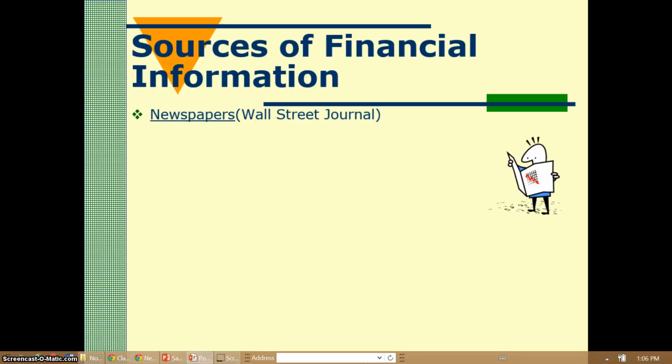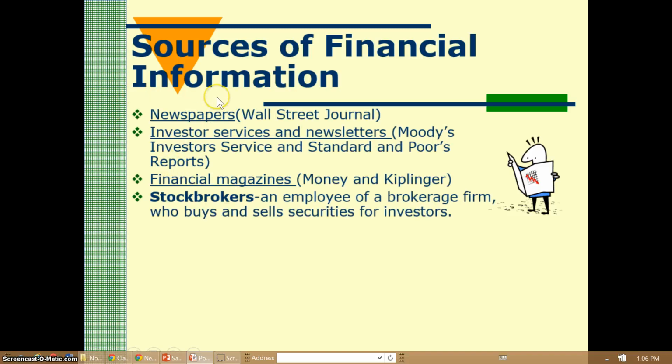Well, you have all kinds of resources through newspapers such as the Wall Street Journal. You have investment services and newsletters by all kinds of investment firms. Examples that we have are Moody's or Standard & Poor's reports that these financial companies issue out for publication to share. Financial magazines such as Money and Kiplinger provide all kinds of financial information for just the average investor, you, your parents and such, that would like to see how their money grows, maybe through different types of college funds or savings plans or 401ks and things like that.